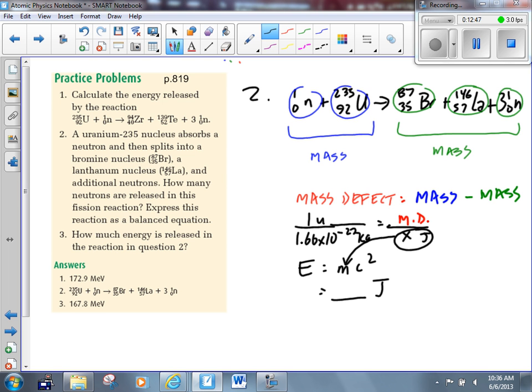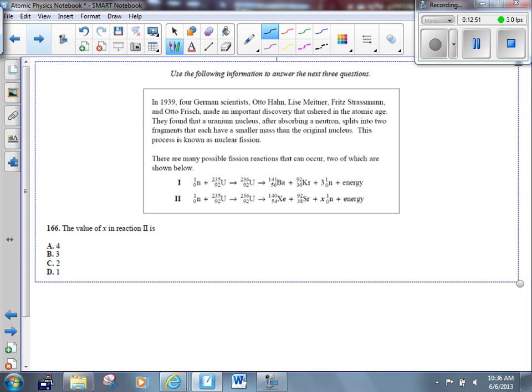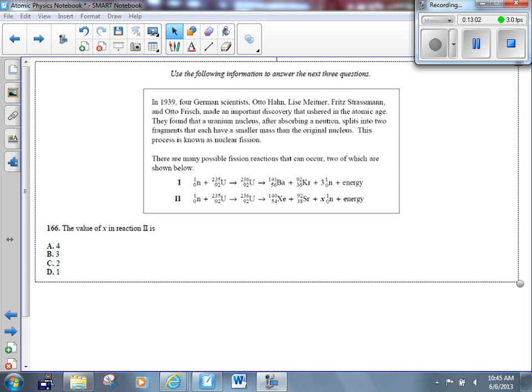All right. I would like you to take a look at a multiple choice question. Question number 166. It says, in 1939, 4 German scientists made an important discovery that ushered in the atomic age. They found that a uranium nucleus, after absorbing a neutron, splits into 2 fragments, and that each have a smaller mass than the original nucleus. This process is known as nuclear fission.